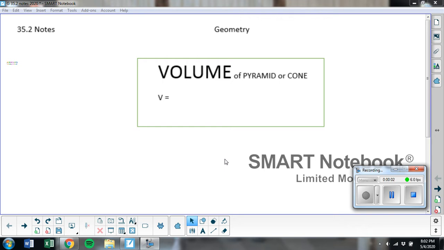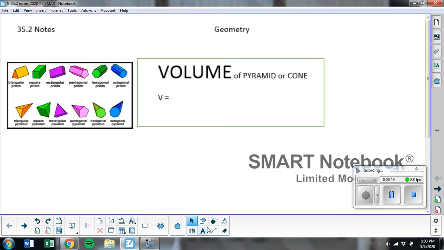Hey guys, this is the second to last lesson we'll be learning this semester. You can see from the title it's volume of a pyramid or a cone. We'll fill in that formula in just a second. I have an image here that we're going to look at. This isn't in your notes, so just look at it here with me.